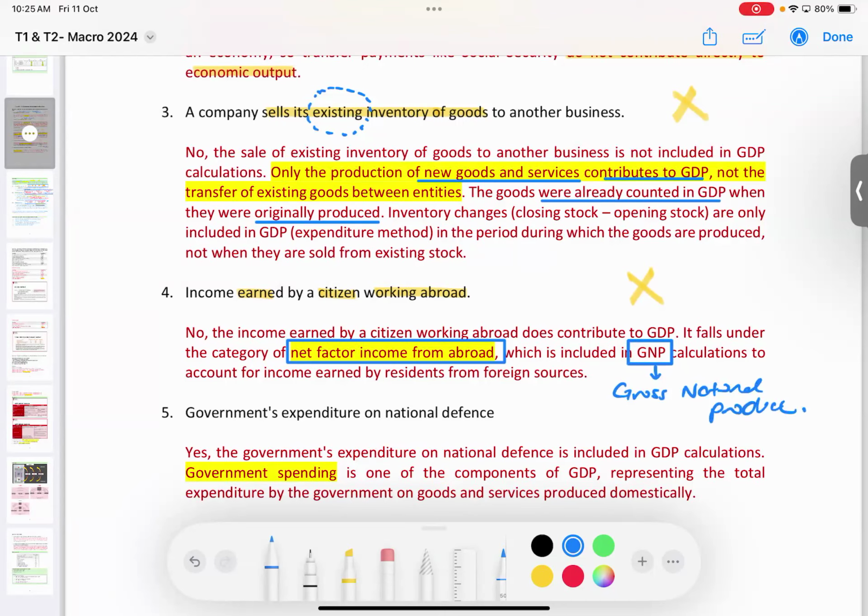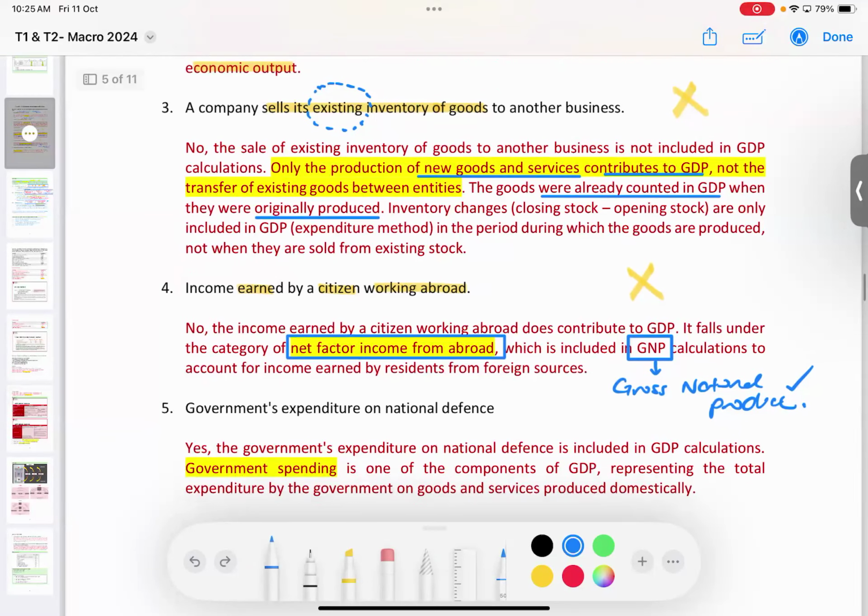So it is not being included in GDP, but it's being included in GNP that we are going to learn how to calculate later on. Because it makes much more sense. When you look into GDP, you only look into what is being produced domestically, so it does not take into account the income that's being earned abroad. This is why we want to use GNP. At least you take into account the income abroad. So the answer is no, because it's not being included in GDP, but it is included in GNP.